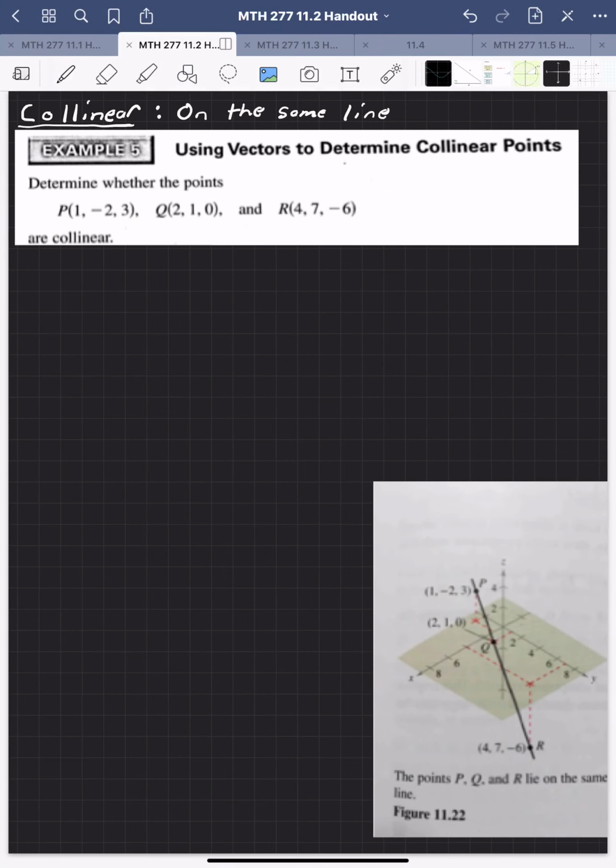All right, and we're back to it. So, Part B, Chapter 11, Section 2. Let's keep learning.